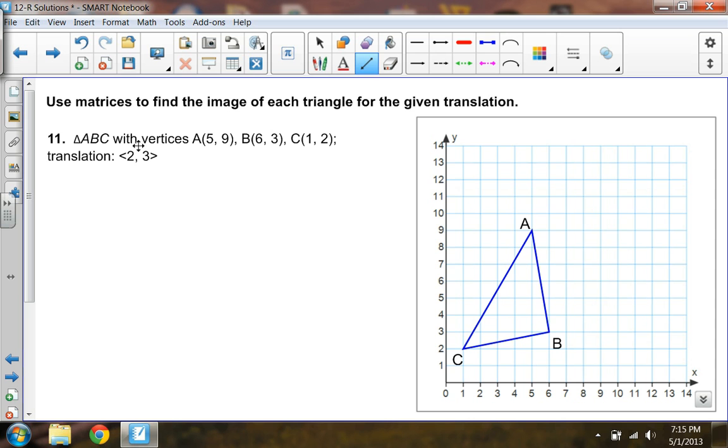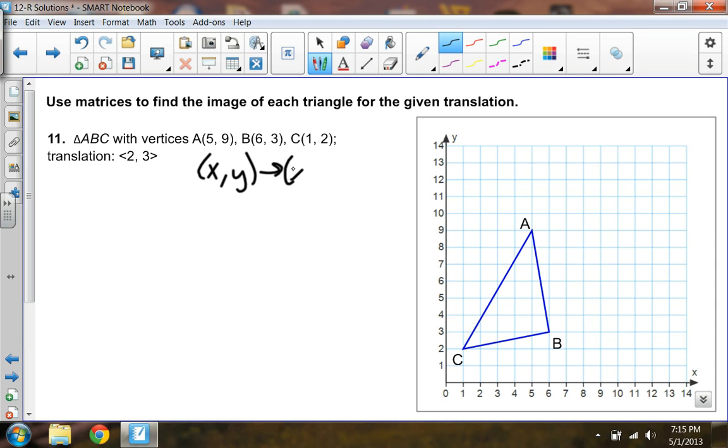Okay, use matrices to find the image of each triangle for the given translation. So you have triangle ABC with vertices A at 5, 9, B at 6, 3, C at 1, 2, and here's our translation vector. You might see translations look like this. This is called a translation vector, or you might see a rule for translations, like for every x and y, we'll go x plus 2, y plus 3.